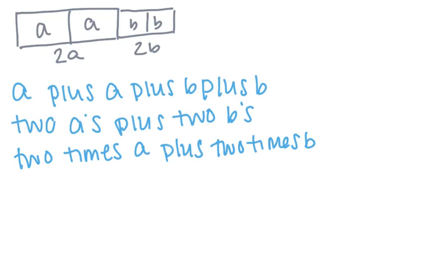So the first one, A plus A plus B plus B. Second one, 2 A's plus 2 B's. And the third one, 2 times A plus 2 times B. All 3 of those are the same. They're all going to get you the exact same answer. Next question, how many A's are in the model?